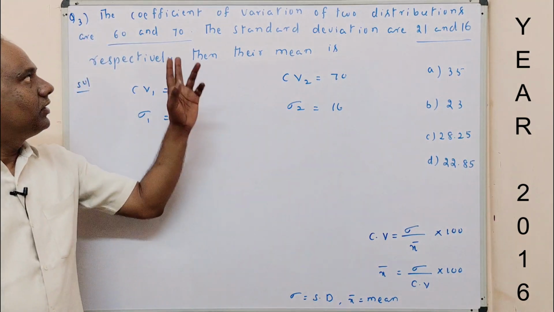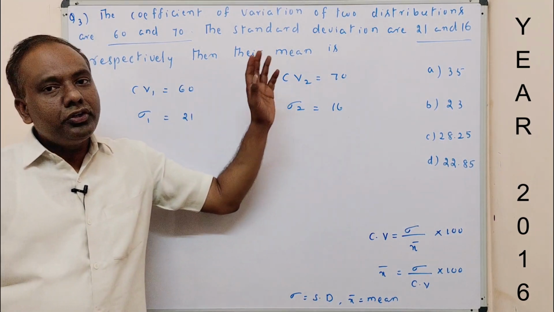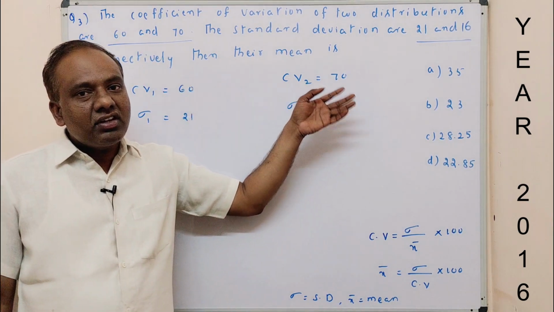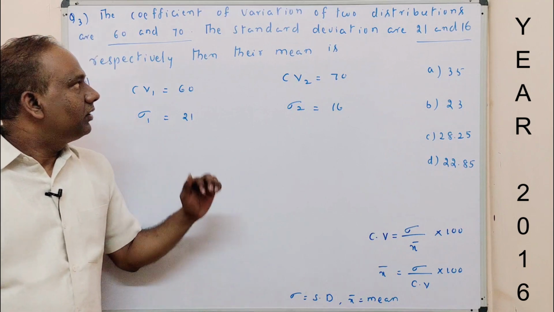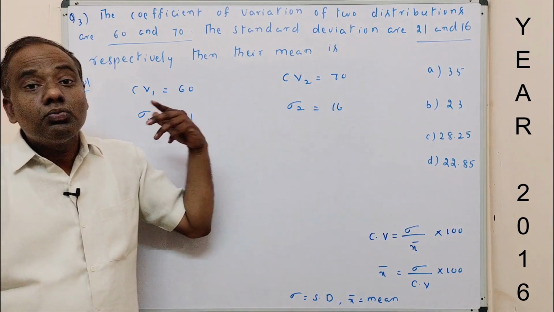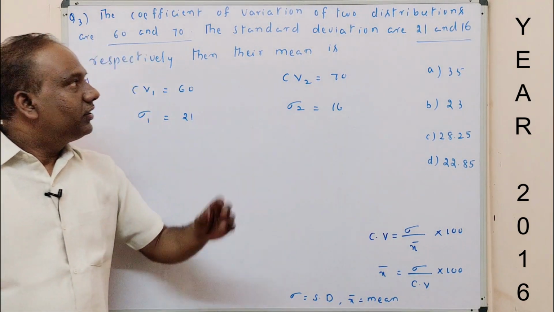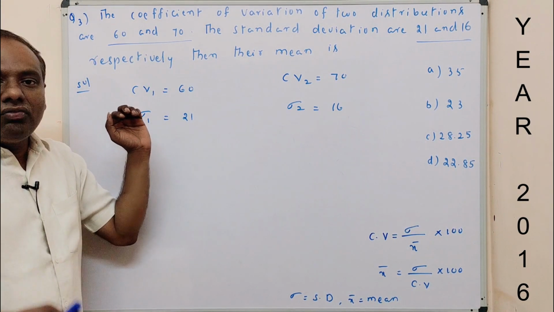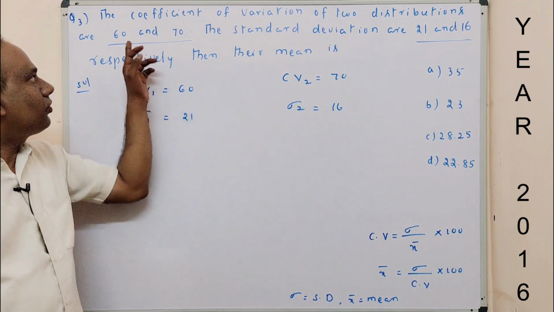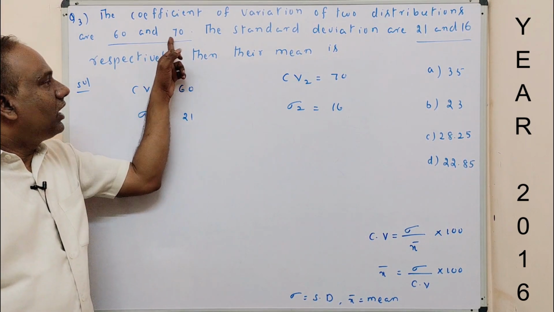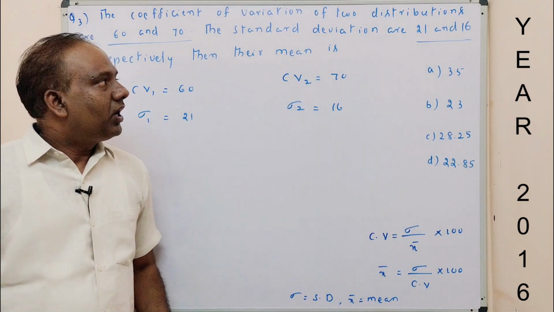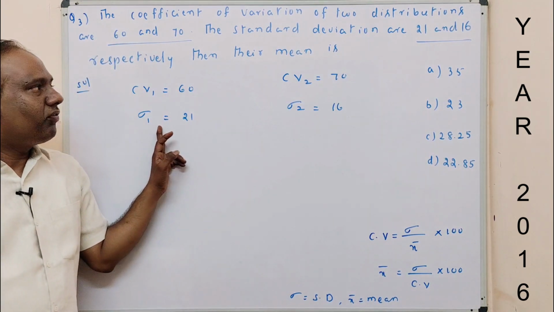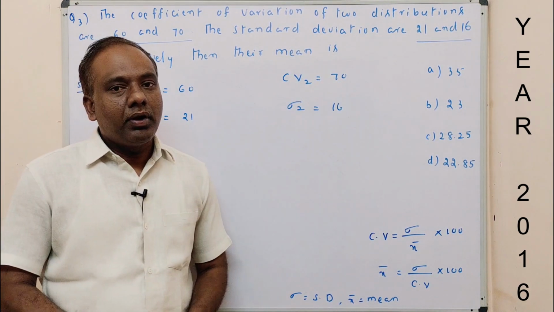Here the question is, the coefficients of variation of two distributions are 60 and 70. The standard deviations are 21 and 16. Then their geometric mean is what? That is the question here. Here first, the coefficients of variation are 60 and 70. So the first one you take CV1 and the second one CV2, and the standard deviations are 21 and 16. The first one you take sigma 1 and the second one sigma 2.